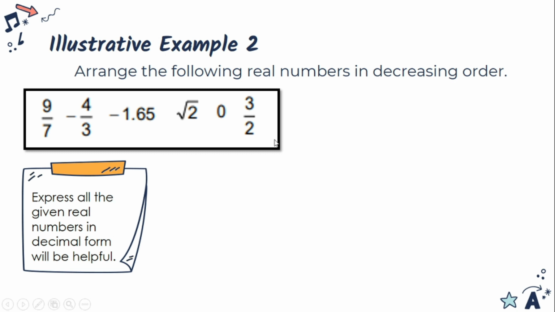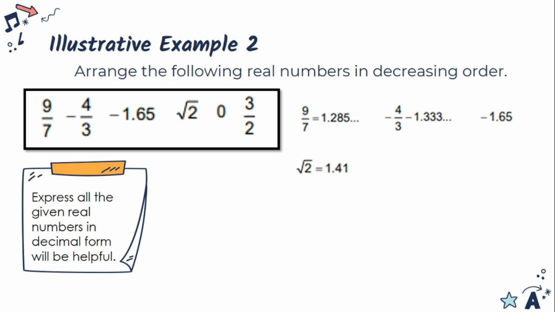Okay, so we have here, let's start with 9 over 7. And this is equal to 1.285. Next is, this is ellipsis. Okay, continuation pa siya. Next is negative 4 over 3. So we have negative 1.333. Okay? And then we have negative 1.65. So nasa decimal na siya. Other one is square root of 2. So this is 1.41. Still irrational.